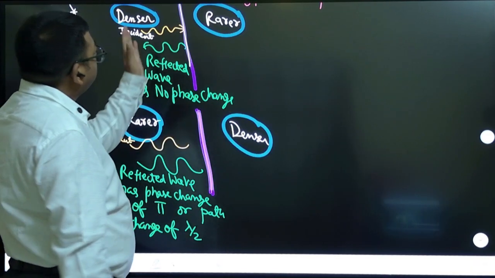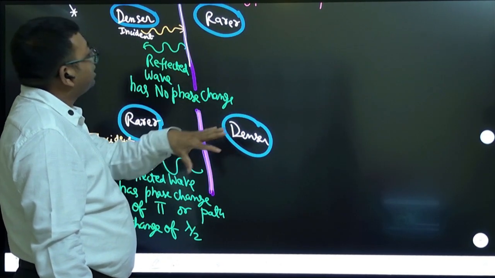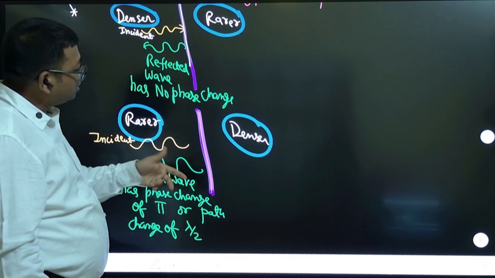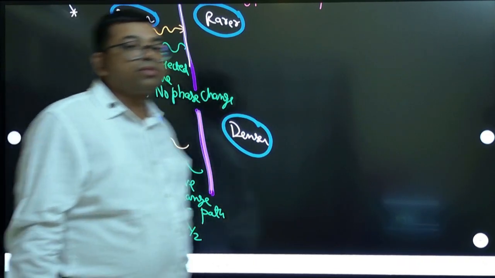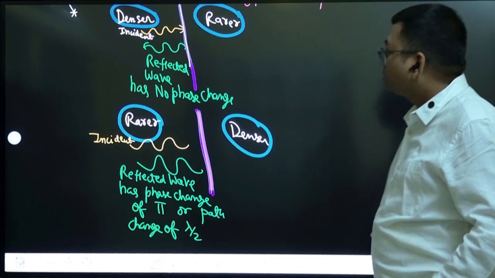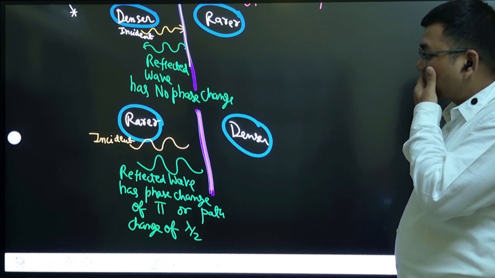When a wave travels from denser to rarer, there is no inversion happening, so no phase change. But when a wave travels from rarer to denser, there is an inversion happening, so there is a phase change. Okay, so this rule we need to remember. It's important.